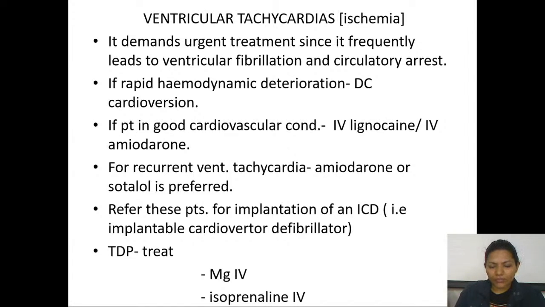Now, for these patients, another thing that can be done is that an implantable cardioverter defibrillator can be placed. This cardioverter defibrillator will defibrillate the heart whenever it is required. For TDP, we need to give IV magnesium and IV isoprenaline.